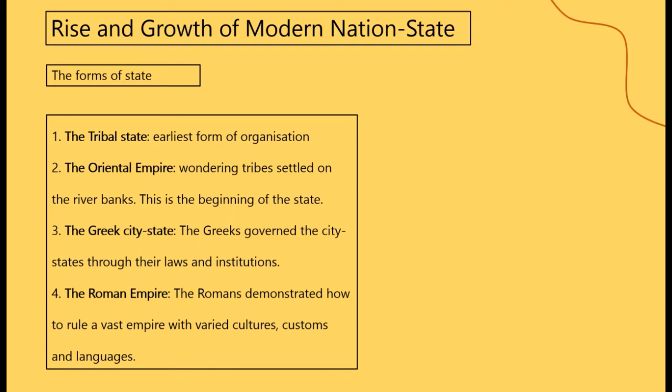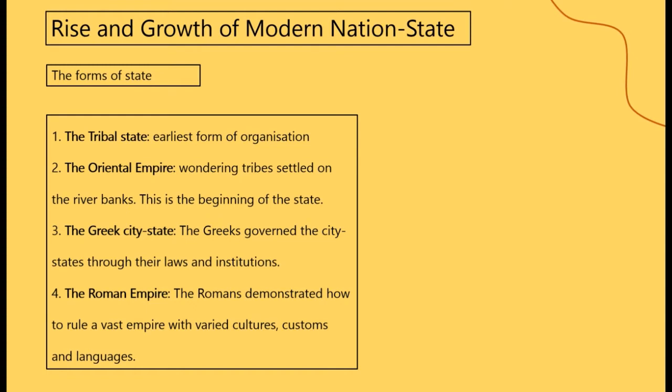As a result, laws and authority to protect, regulate, and settle disputes became essential. Thus, law and authority contributed to the evolution of state. Lastly, political consciousness among the people for a political agency for maintenance of law and order and for the defense from external dangers led to the evolution of state. The forms of state in the course of historical evolution are as follows.